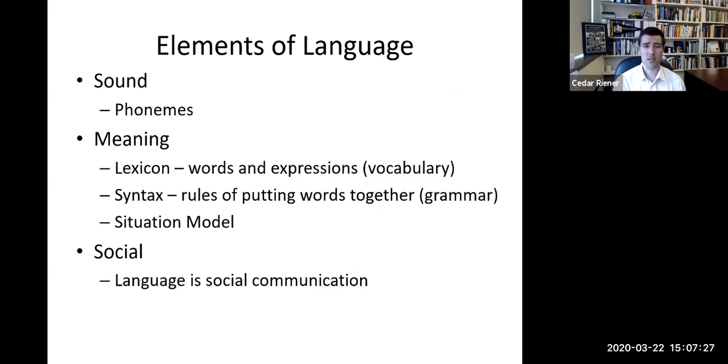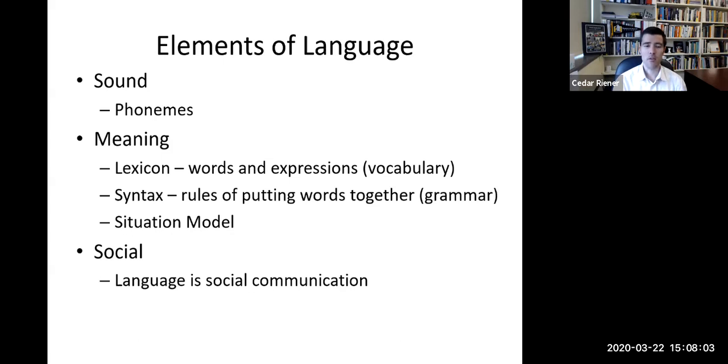Then we're going to move on to meaning, and for meaning of language, we can talk about the lexicon, and this is basically vocabulary, but it's also words and expressions. So it's not just what's in the dictionary, it's what's in your head that matches the sounds and shapes of letters and words into what they mean in your head. So again, today we're going to be emphasizing that the rules and meanings of language are in your head, not just what's in a dictionary or in a grammar book.